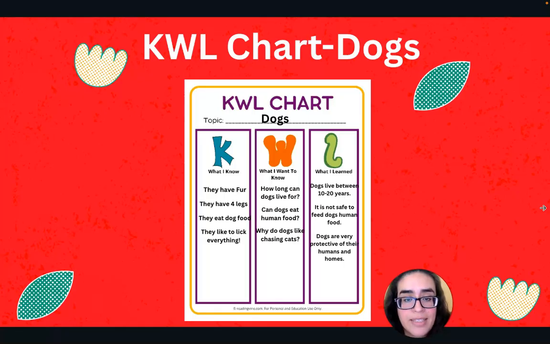Okay, we had some friends ask some really good questions here. The first question is, how long can dogs live for? Our second question is, can dogs eat human food? That's a really good question. And the last one, why do dogs like chasing cats? That's a pretty funny question, but it's true. Why are they always chasing cats?